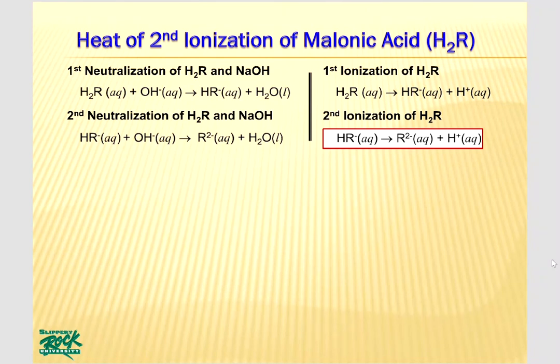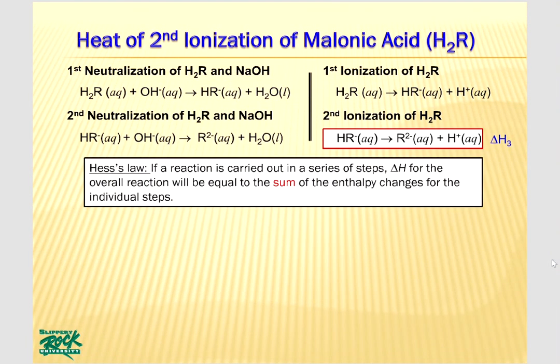The goal of this lab is to determine the heat of second ionization of malonic acid, which is described by the last equation. The heat associated with the reaction is represented by delta H3. Unfortunately, we cannot determine the heat of second ionization of malonic acid directly. So, we will determine it indirectly using Hess's law.